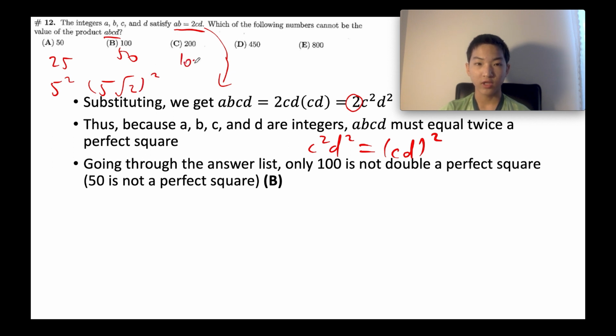This is 100, which is 10 squared. This is 225, which is 15 squared. And this is 400, which is 20 squared. So the only number which does not satisfy our condition which we found here, which is ABCD must equal twice a perfect square, is B.